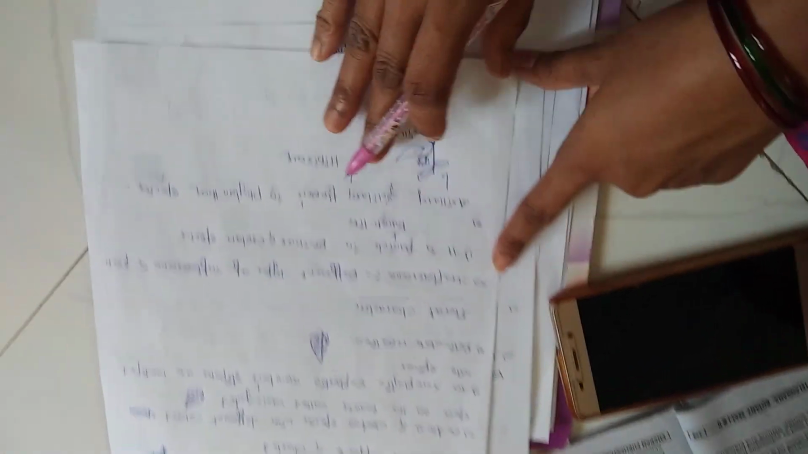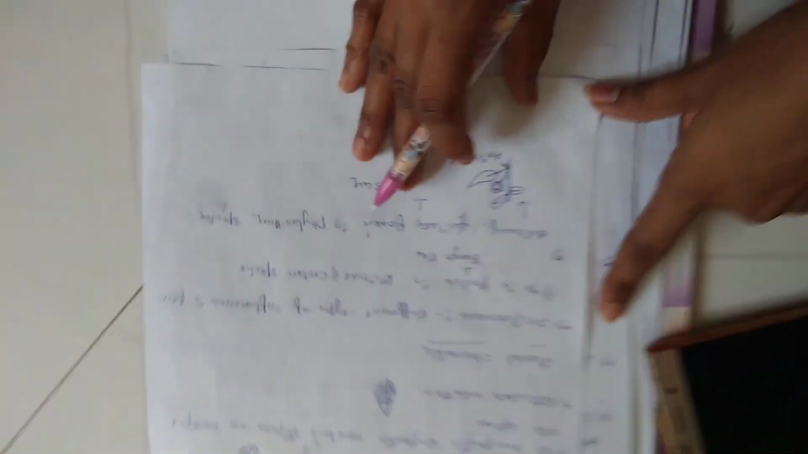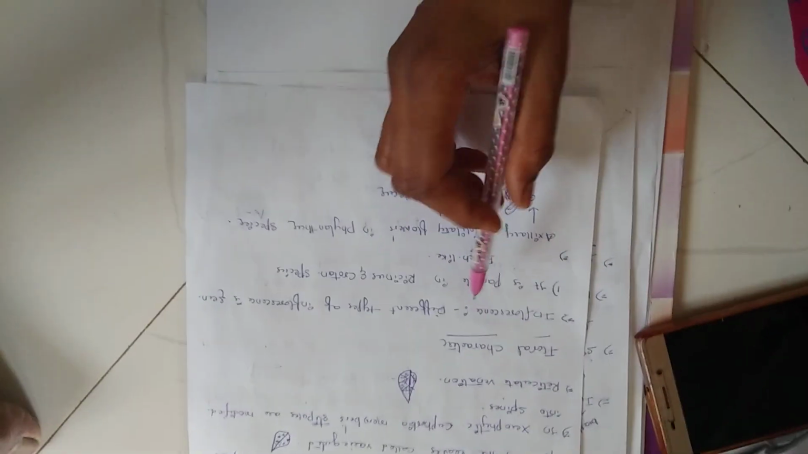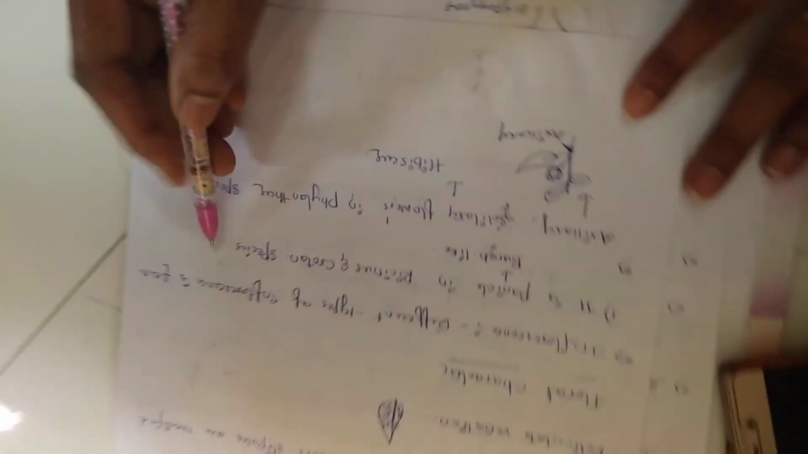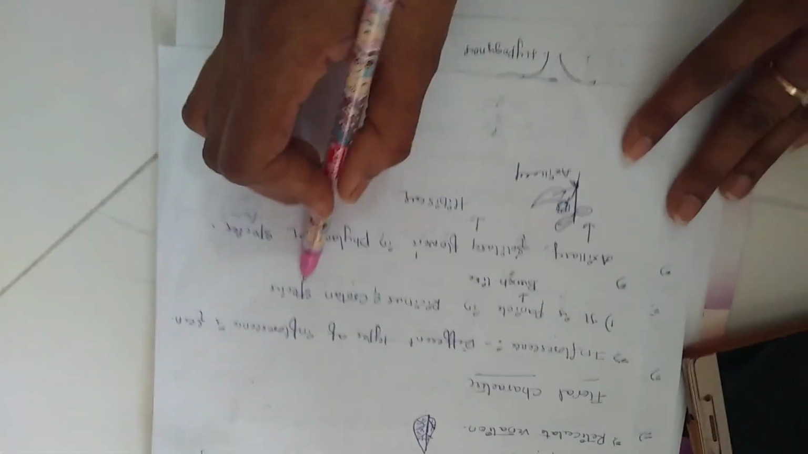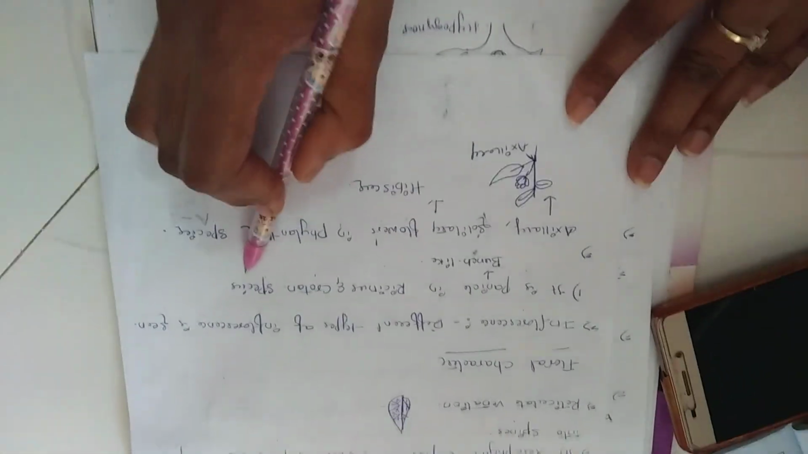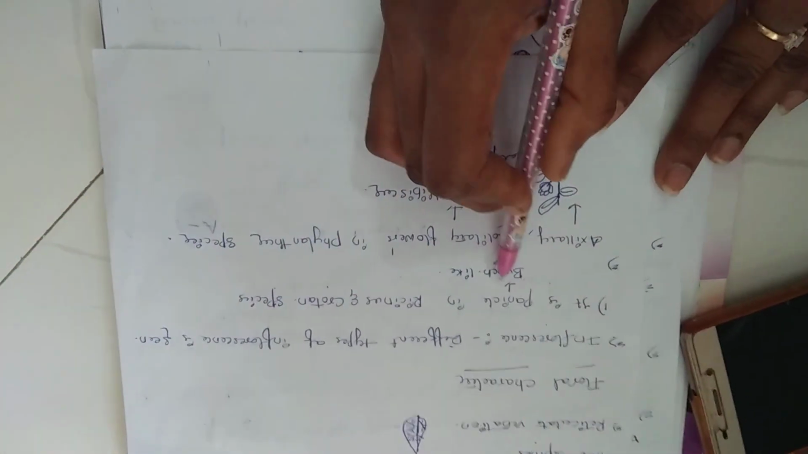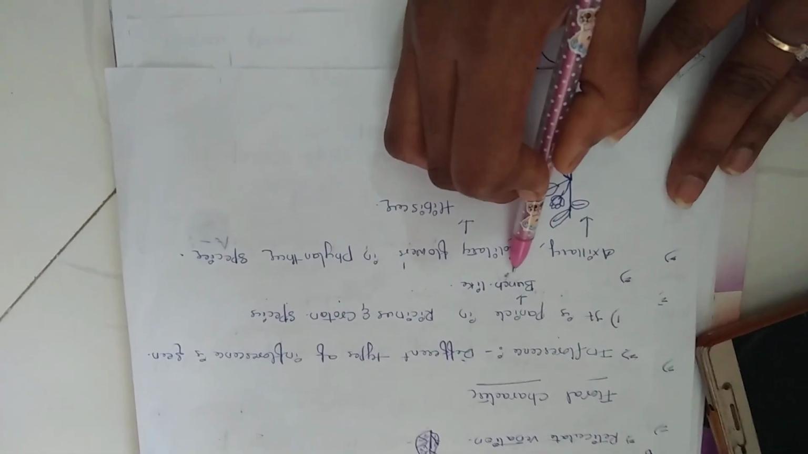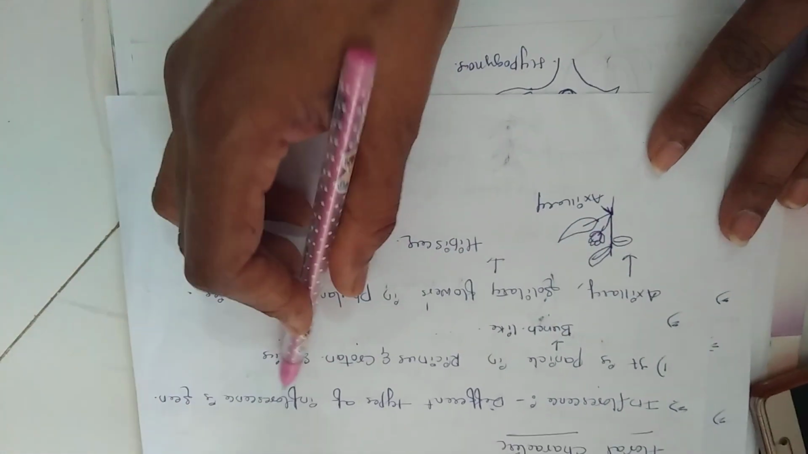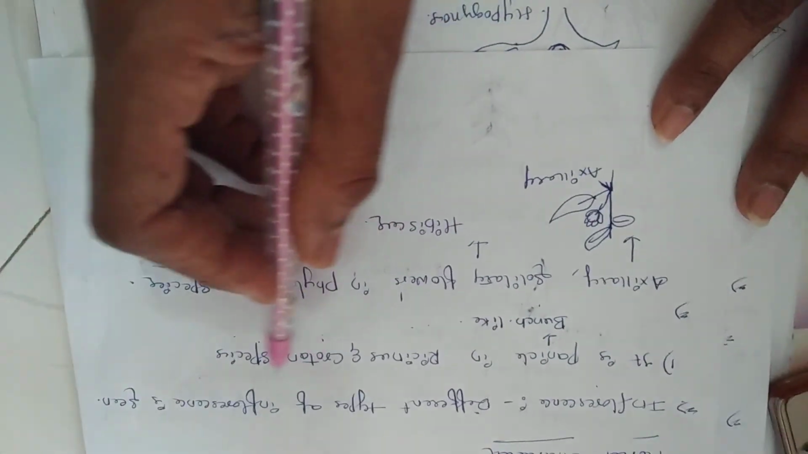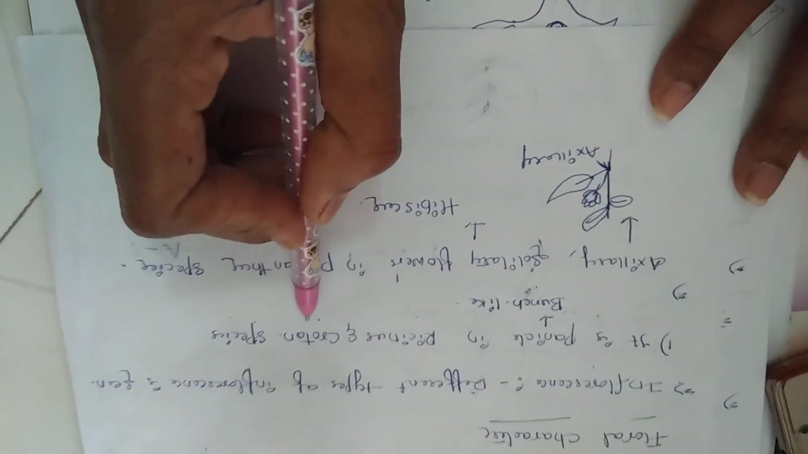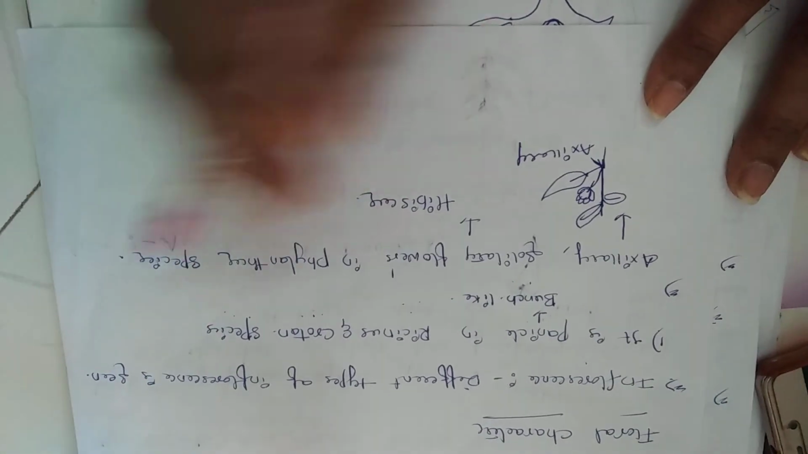And next one is the floral characters. The floral characters, first one is the inflorescence. So there are different types of inflorescence that can be seen. For example, in Ricinus and Croton species, the inflorescence can be panicle, that means bunch-like. In a whorl-like arrangement, the inflorescence can be seen in Ricinus and Croton species.